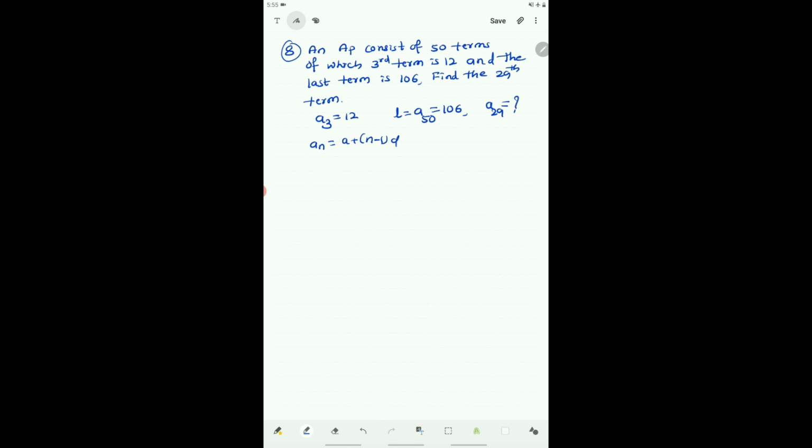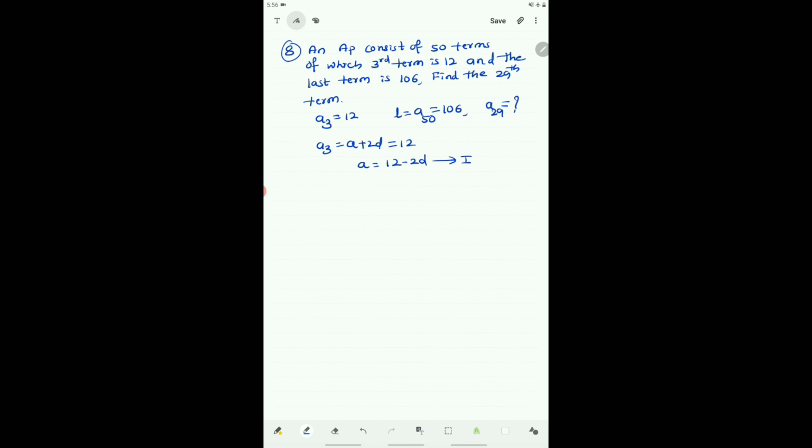So you know that directly you can write A3 means A plus 2D, that is equals to 12. Then A is equals to 12 minus 2D, that is the first relation you got.